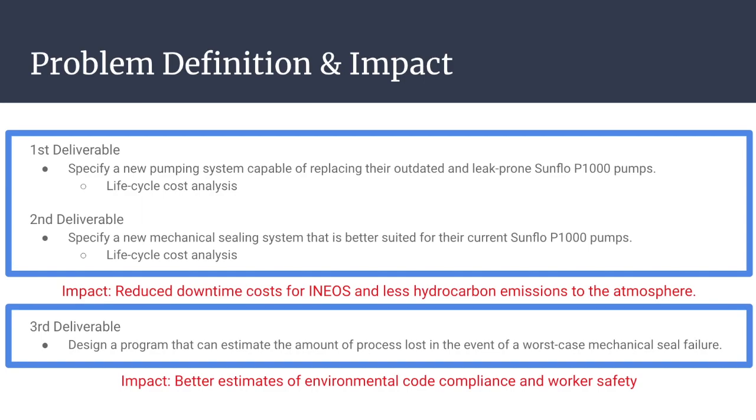INEOS requests the specifications of a new pumping system and a new mechanical sealing system. These deliverables will reduce downtime costs and hydrocarbon emissions. A life cycle cost analysis should accompany these specifications. Additionally, INEOS requests a program to estimate mechanical seal leakage. This deliverable will help them get a better idea of emissions.